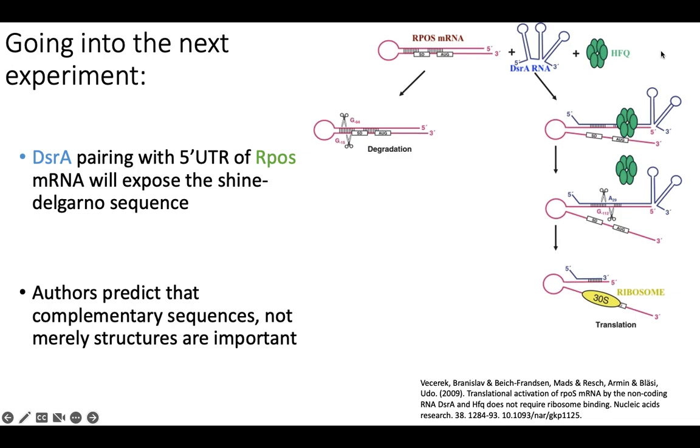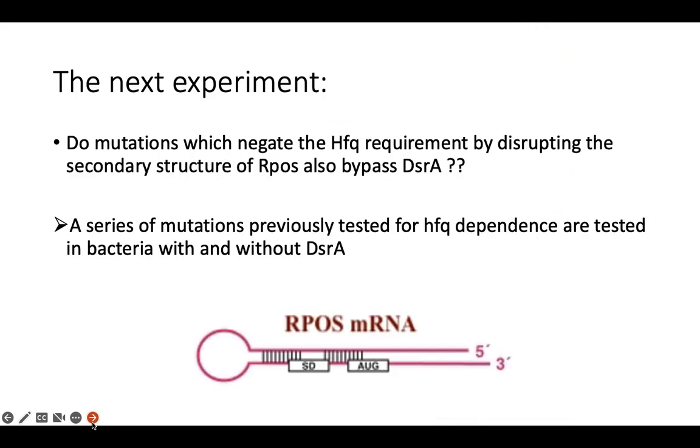But if you look over here, the combination of our HFQ protein and our DsrA RNA is actually able to open up this rpoS and allow the ribosome to start translation. So what our authors predict is that complementarity between the DsrA RNA and the rpoS mRNA is very important, and not just the structures. So let's go ahead and get into that.